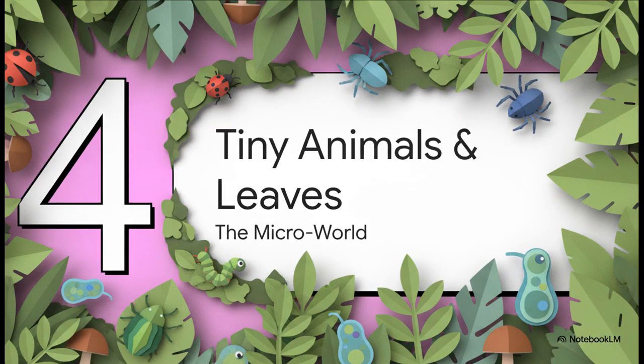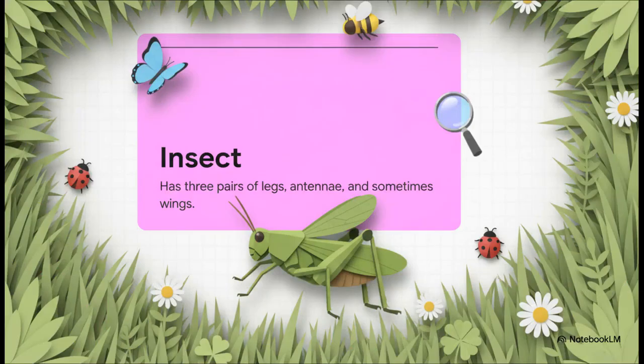Right, moving to part four, tiny animals and leaves. Let's zoom in even closer. If you're walking through the grass, a grasshopper might suddenly jump right out in front of you. But how do we know for sure it's an insect? Well, it perfectly matches some very specific characteristics.